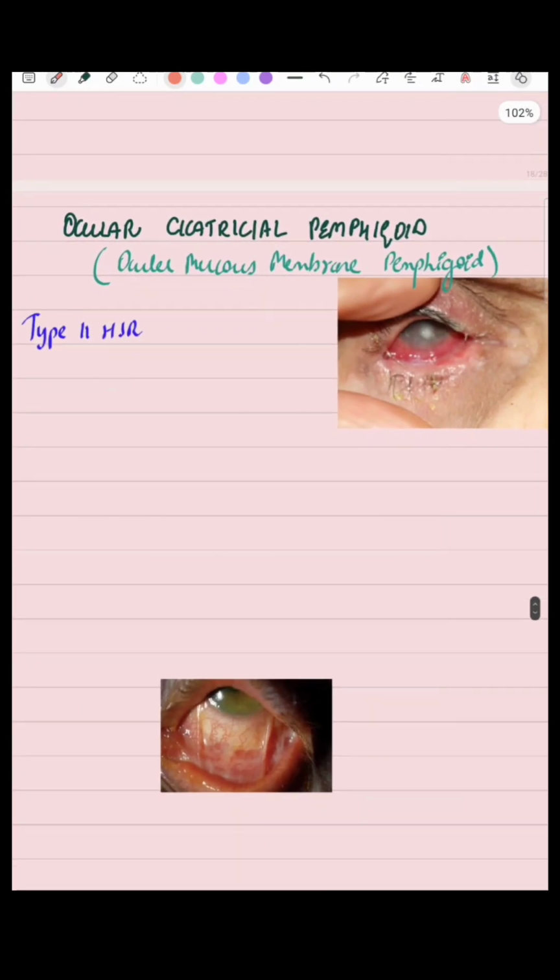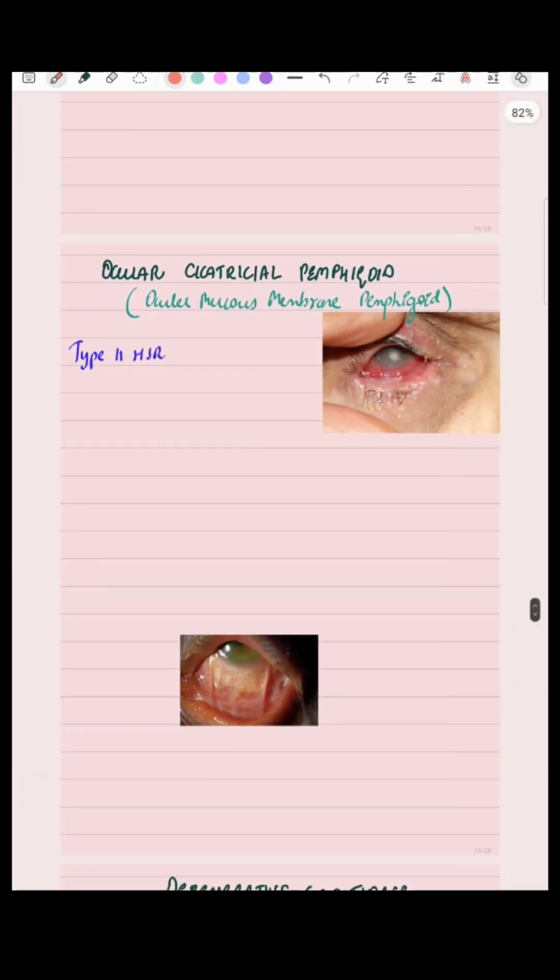Next is ocular cicatricial pemphigoid. It is also known as ocular mucous membrane pemphigoid. It is a type 2 hypersensitivity reaction involving the basement membrane of epithelial cells of conjunctiva. It involves conjunctiva in the majority of cases and causes progressive scarring, that is cicatrization. Typically it presents in old age, that is more than 50 years. It affects females more than males in a 2:1 ratio.